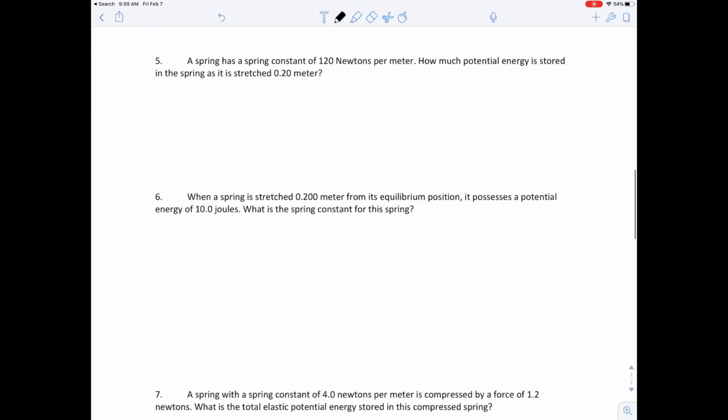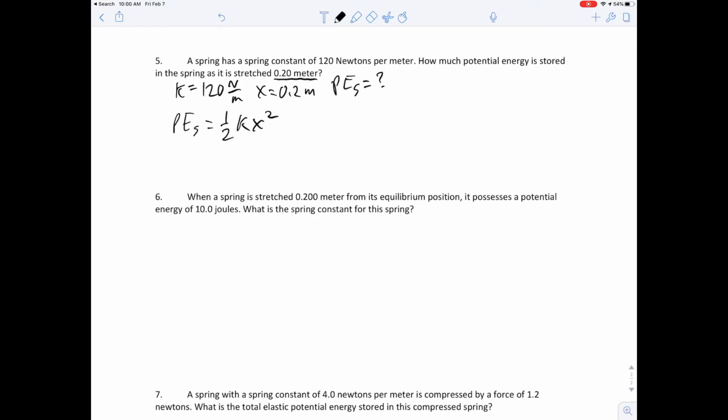Alright, moving on to springs. A spring has a constant of 120 newtons per meter. How much potential energy is stored in the spring as it is stretched 0.2 meters? Okay, so now we got different stuff. 120 newtons over meters. X is 0.2 meters, and we want to know how much potential energy is stored in that spring.